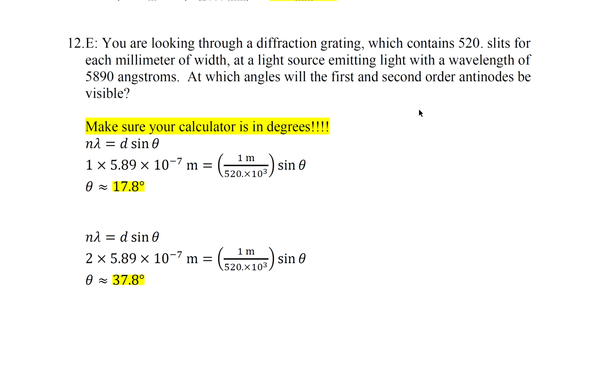Question 12. You are looking through a diffraction grating which contains 520 slits for each millimeter of width at a light source emitting light with a wavelength of 5890 angstroms. At which angles will the first and second order antinodes be visible? So make sure your calculator is in degrees. So we have n equals 1 and n equals 2. They gave us the wavelength, lambda. They also gave us d, 520 slits per millimeter. Let's just solve for theta.